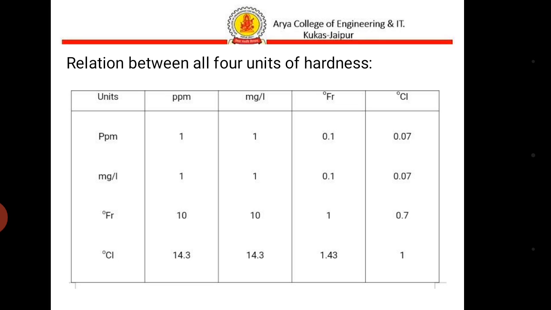Fourth unit is degree Clark. Degree Clark convert into ppm and milligram per liter by multiply with 14.3 and convert into French by multiply with 1.43.